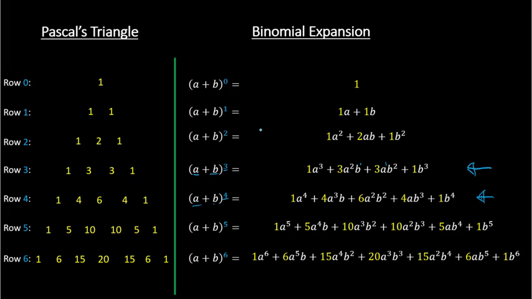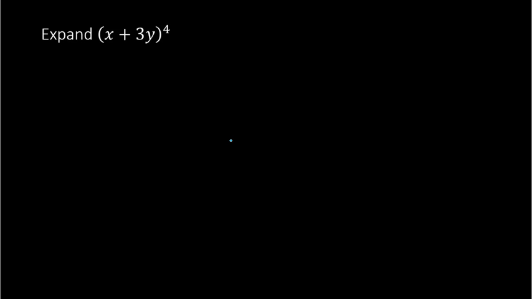Now, what if, instead of a and b inside the parentheses, we had something different? Let's say we had x and 3y. So here we have x plus 3y to the fourth power. How do we expand this by using Pascal's triangle? The process for any problem like this is you want to expand this binomial by just imagining an a and a b in here. So for this one, you do a plus b to the fourth power instead of the x and 3y.